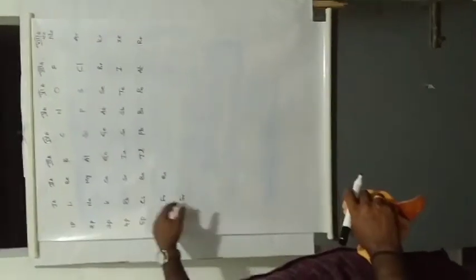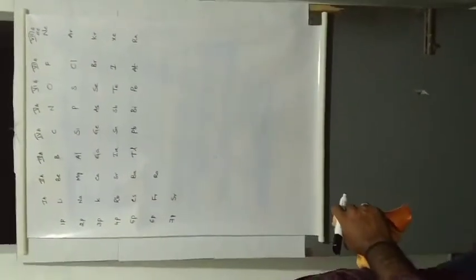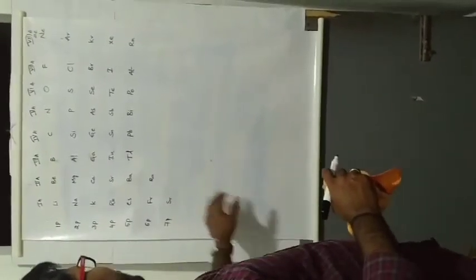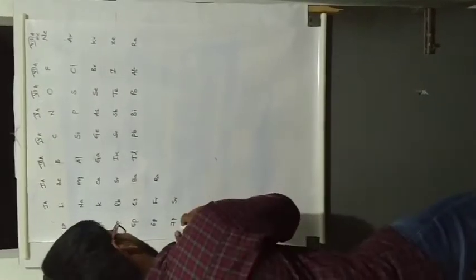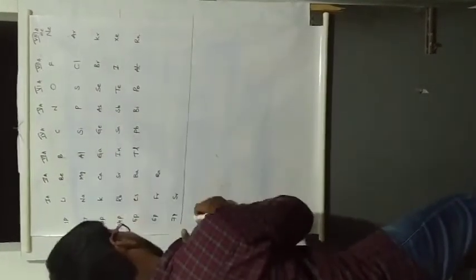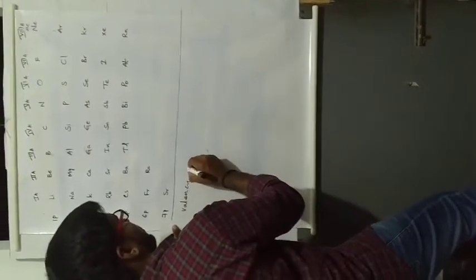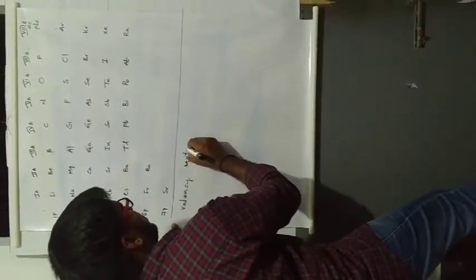So these are the groups. So groups belong to 8 groups in 7 periods: beryllium, magnesium, calcium, strontium, barium, radium. So now we discuss the valency of metals. Valency of metals. So what are the valency?